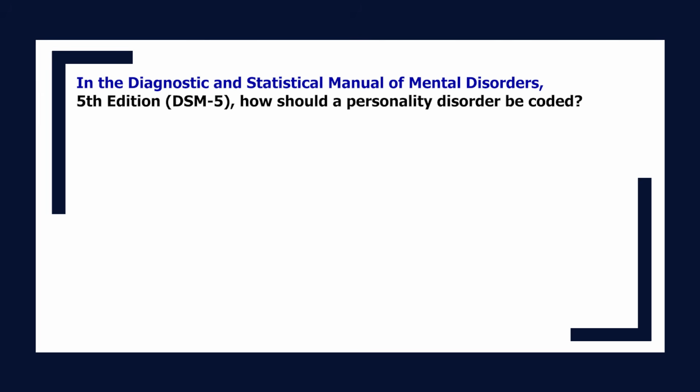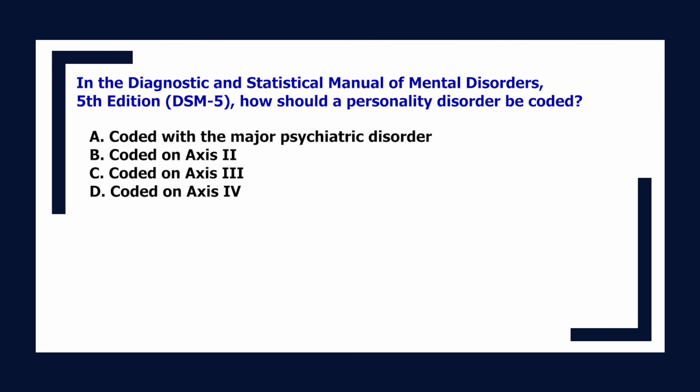In the Diagnostic and Statistical Manual of Mental Disorders, 5th edition, DSM-5, how should a personality disorder be coded? A. Coded with the major psychiatric disorder. B. Coded on axis 2. C. Coded on axis 3. D. Coded on axis 4. The correct answer is A.